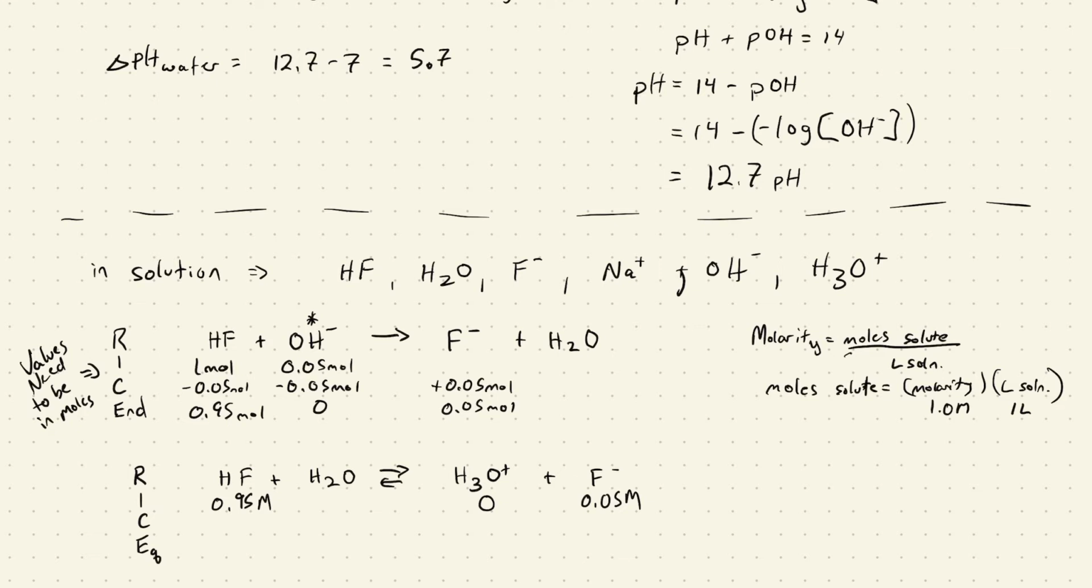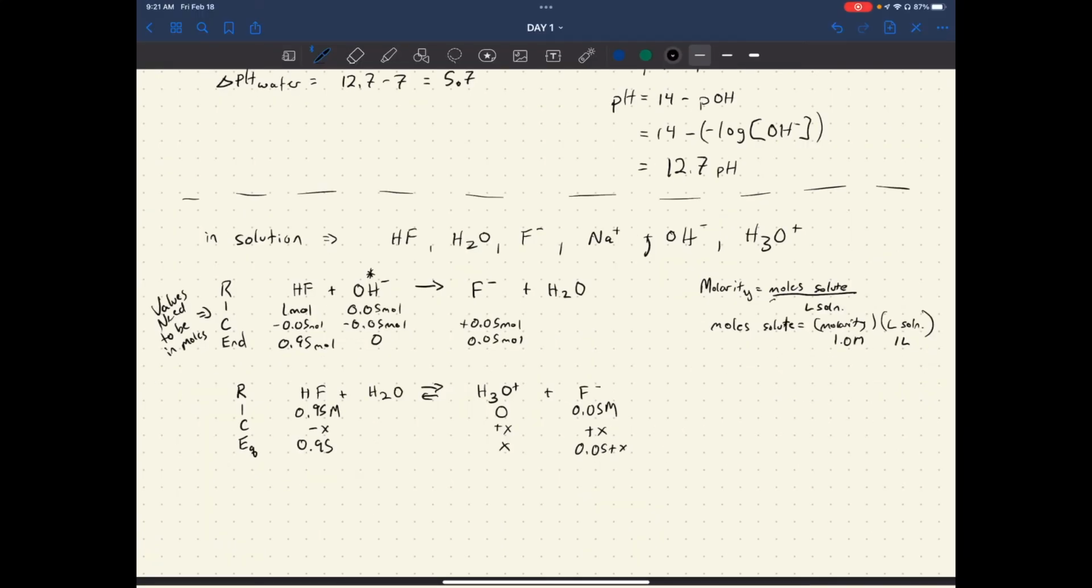So now my change here is going to be minus x, so I'm going to make that 0.95. Now this is plus x, so x, and this one needs to be 0.05 plus x. And I can't make the assumption there, okay? So this is going to lead to us solving a quadratic. I'm just going to solve this kind of quickly. I'll move the video ahead at a slightly faster speed so you can get to the end here.